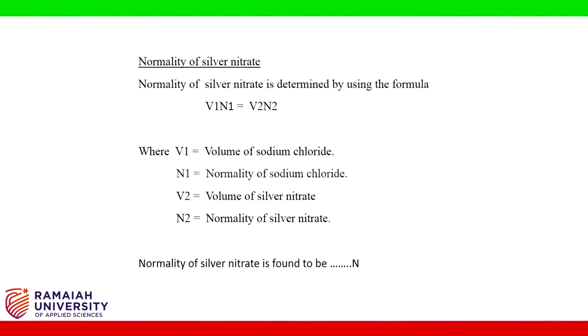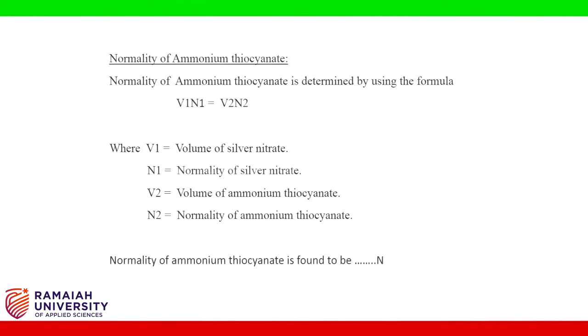So from the normality of silver nitrate, the normality of ammonium thiocyanate is determined, again by using the formula V1N1 = V2N2. Then the normality of ammonium thiocyanate is determined.